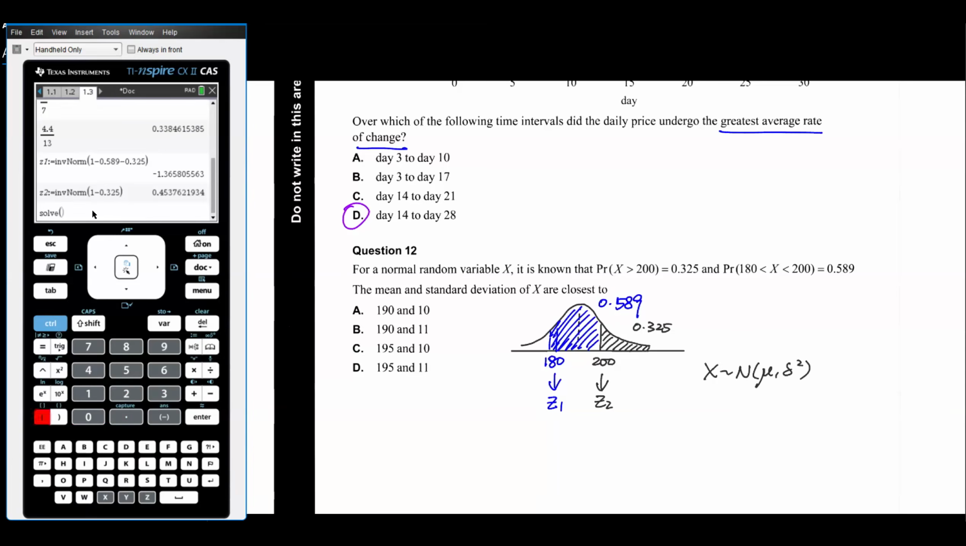Then you solve, for example, curly bracket, Z1 equals 180 minus mean divided by standard deviation, and Z2 is 200 minus A divided by B, comma A, B. So you get 195.01 and 10.99. So therefore, option D would be the closest answer.